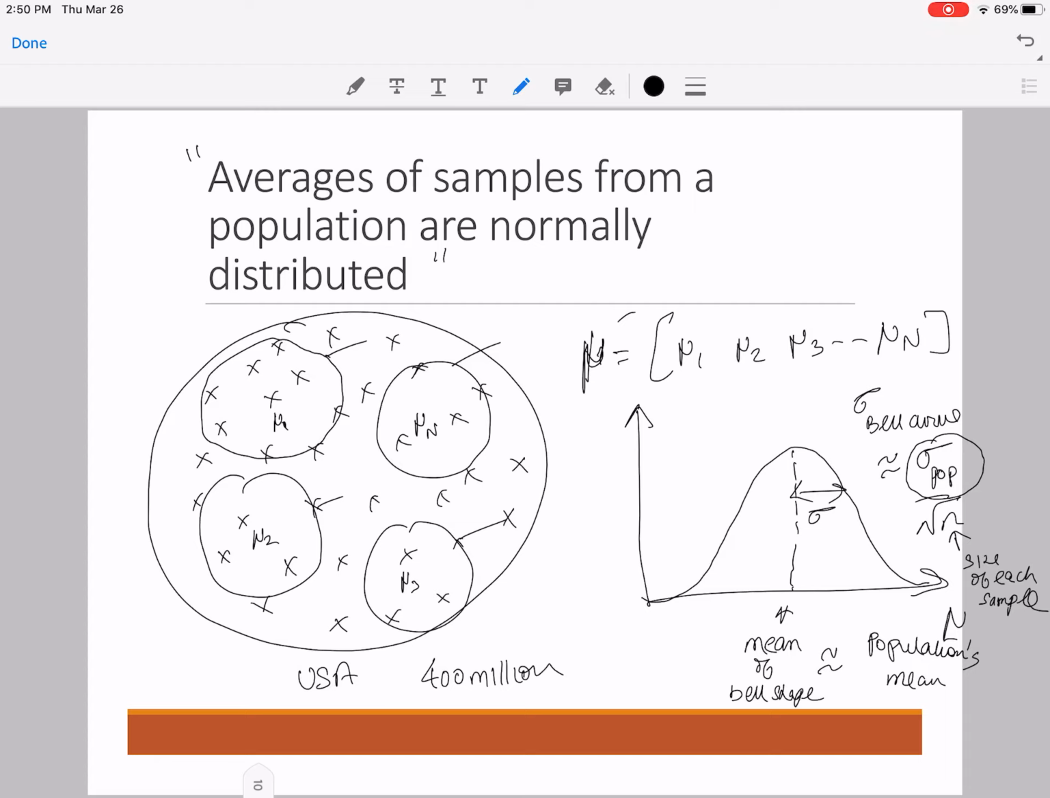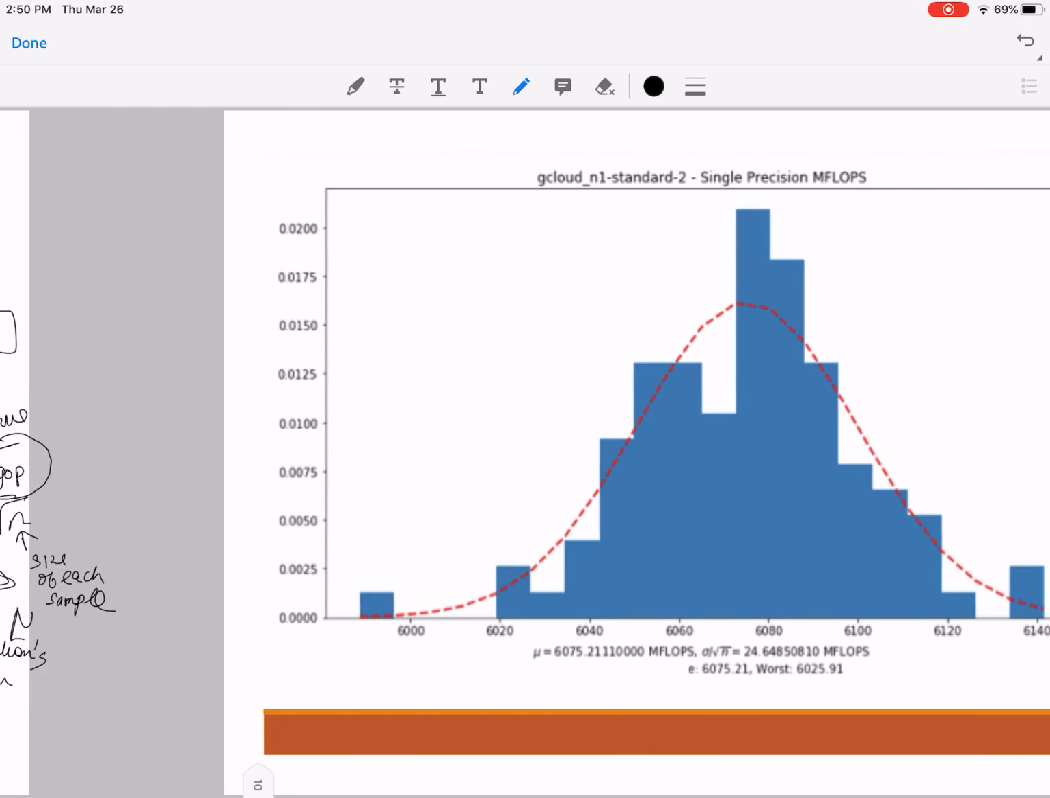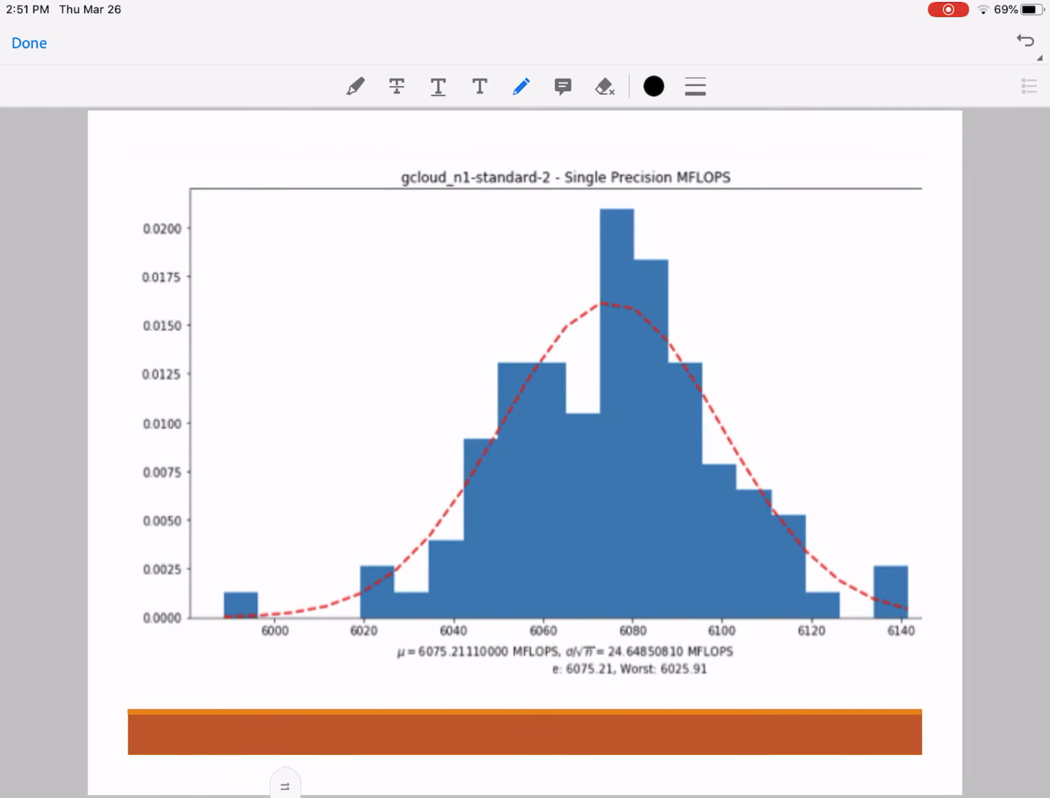In fact, I also use central limit theorem in my own research. My students and I work on cloud computing, and we are also interested in modeling the performance of different cloud instances. Here, I'm going to show you an example of the performance of a very particular cloud instance of Google called Google Cloud N1 Standard 2 virtual machine. Now, for this virtual machine, we are interested in modeling the single precision floating point operations. Let me call it SP flops.